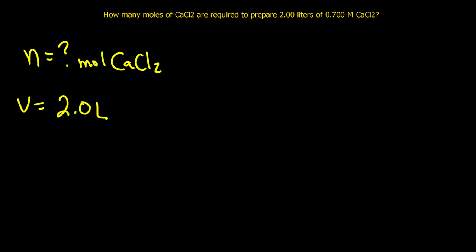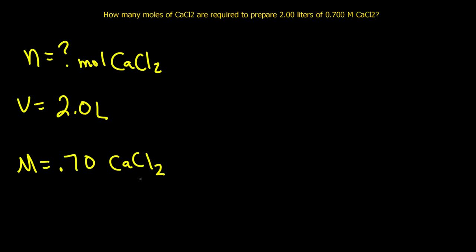So how many moles of calcium chloride are required to prepare 2 liters of 0.7 molar calcium chloride? So it says how many moles? So I'm looking for moles of calcium chloride required to prepare 2 liters. So my volume is 2 liters of 0.7 molar calcium chloride. So my molarity is 0.7 calcium chloride. Now this one's pretty straightforward.